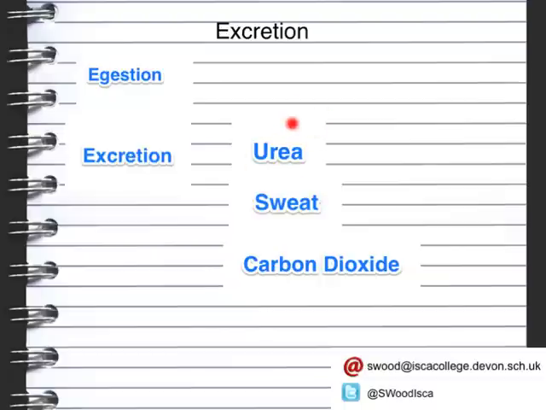Urea is produced from the breakdown of amino acids in the liver, and the urea is removed by the kidneys and transferred to the bladder and released as urine. Sweat, which contains both water and salts, is excreted by sweat glands on the surface of the skin. The water evaporates, leaving the body a lot cooler. Carbon dioxide is a waste from respiration. If there are high levels of carbon dioxide in the blood, then the brain is able to increase the removal of that carbon dioxide.